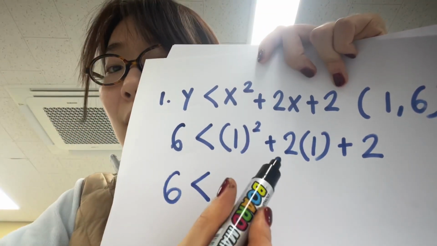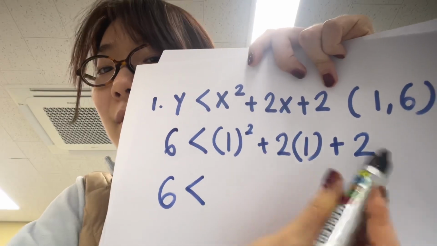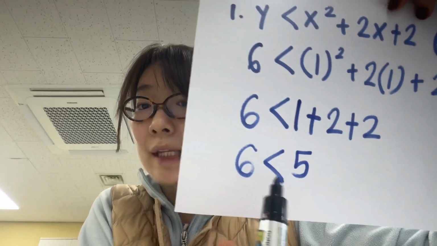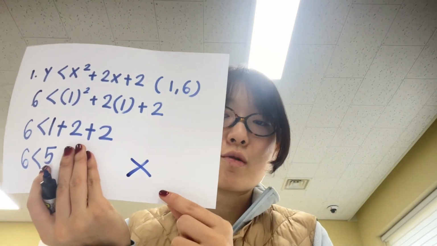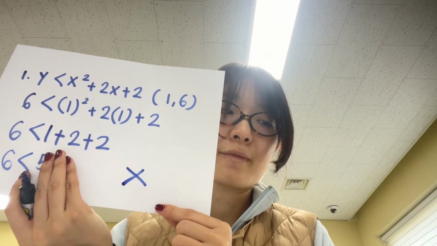6 is smaller than 1 squared plus 2 times 1 plus 2. So I have 1 squared plus 2 times 1 plus 2, and what I end up getting is 1 plus 2 plus 2, which happens to be 5. So this statement, 6 is certainly not smaller than 5. So therefore, it isn't. So no, I just simply put a cross right over there.